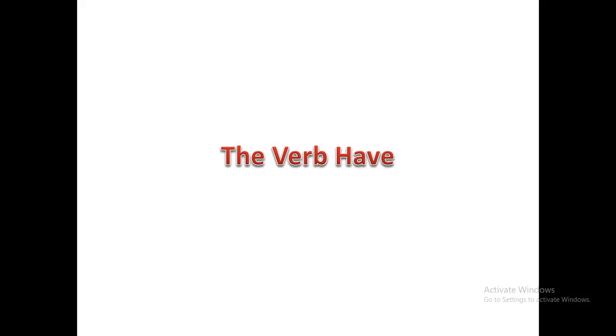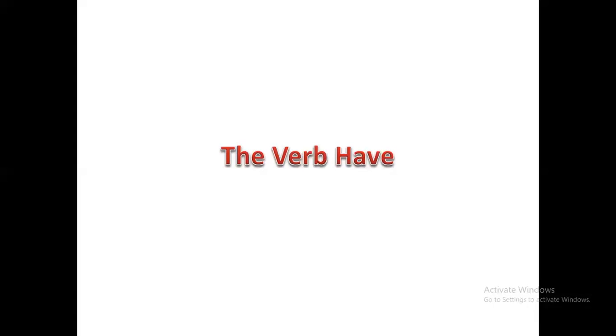Today we have a grammar lesson. We're going to talk about the verb have. The verb have is one of the most important English verbs. It's used as a main verb and as an auxiliary verb. But in this lesson, we will focus on have when used as the main verb in the sentence.